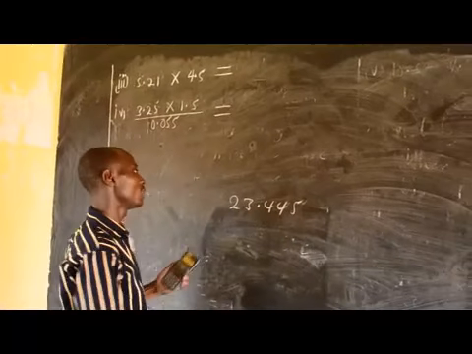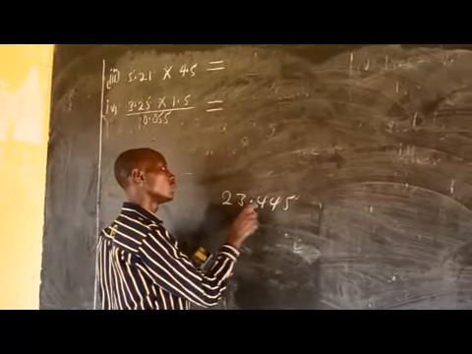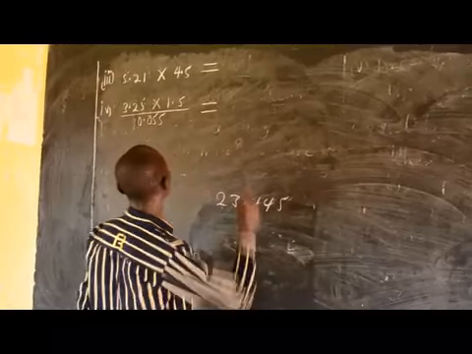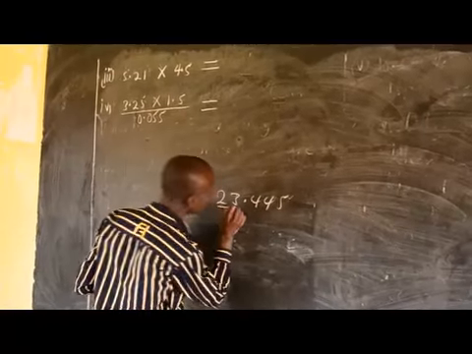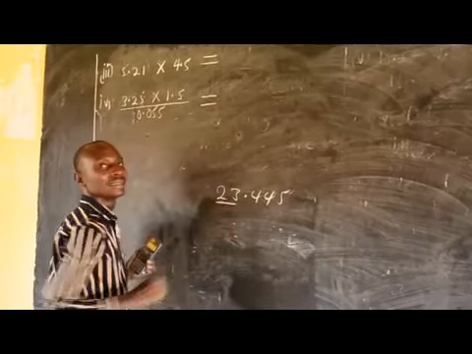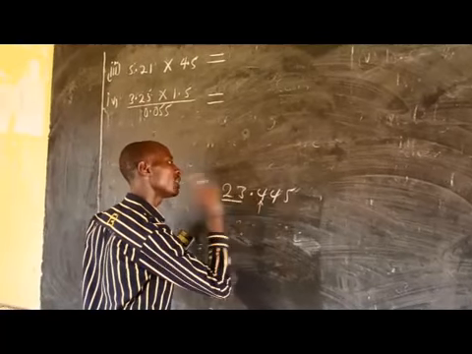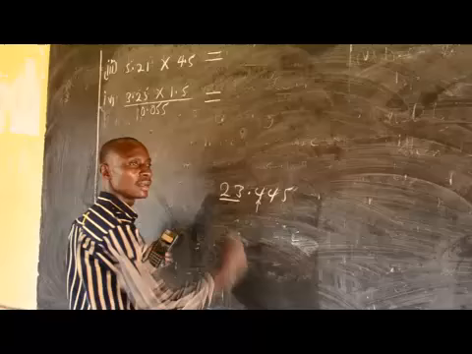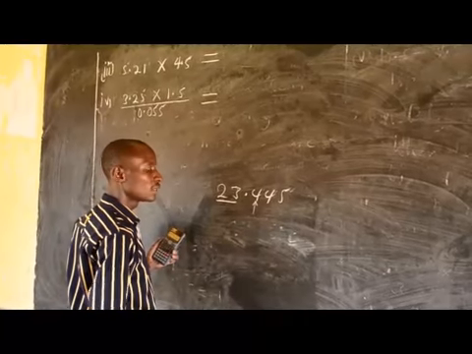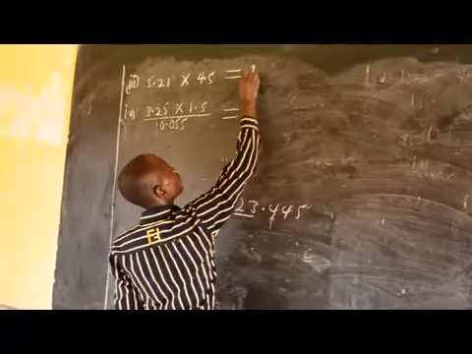My answer is 23.445. This figure has five significant figures: 1, 2, 3, 4, 5. But me, I want 2. The first 2 are these ones. When I look at this, if it is a 5 and above, I will increase by 1. But it's less than 5. So I just stop there. My answer will be 23.